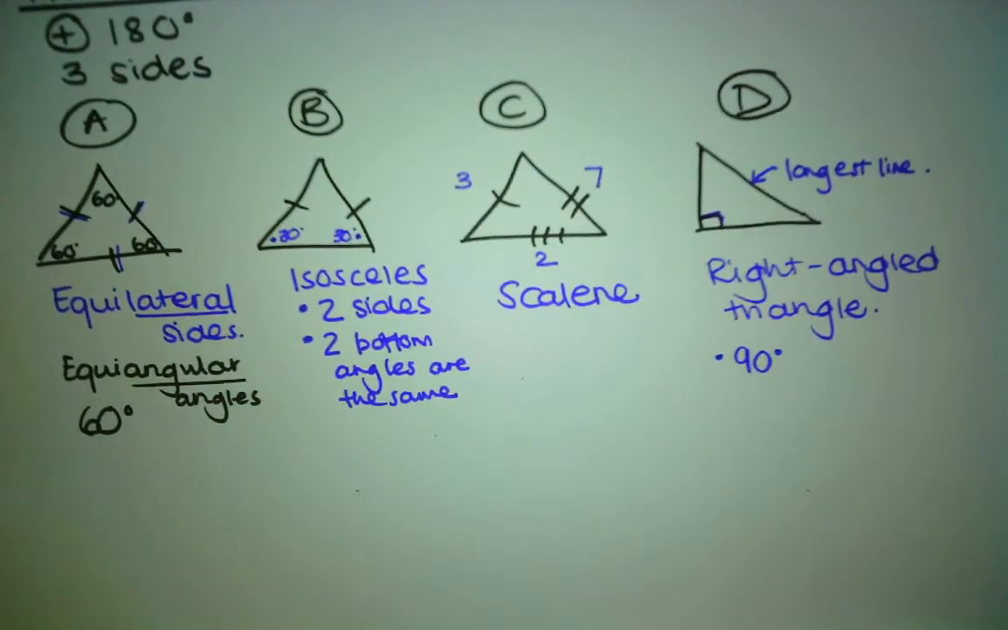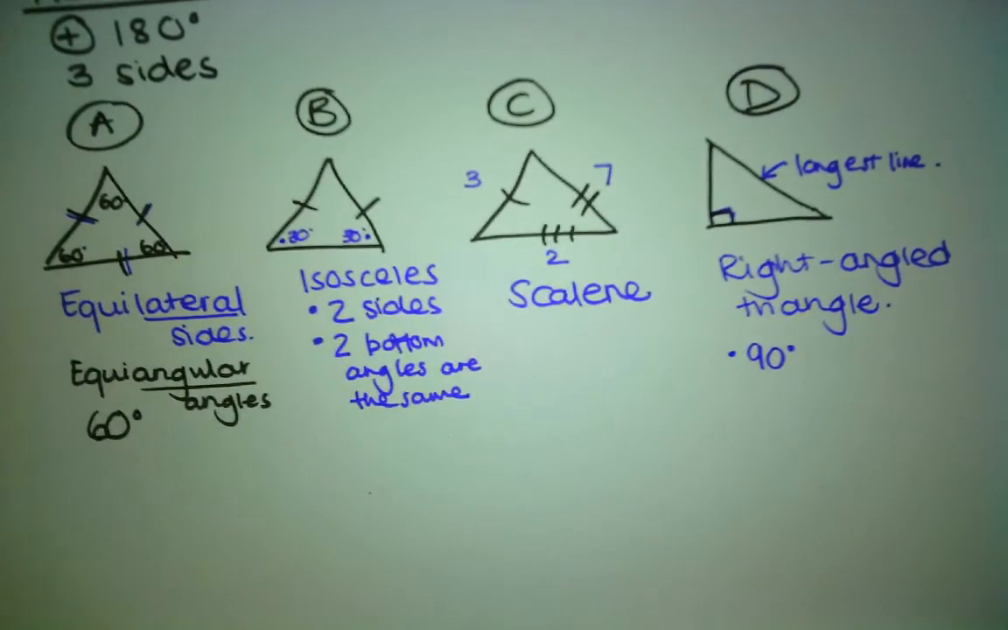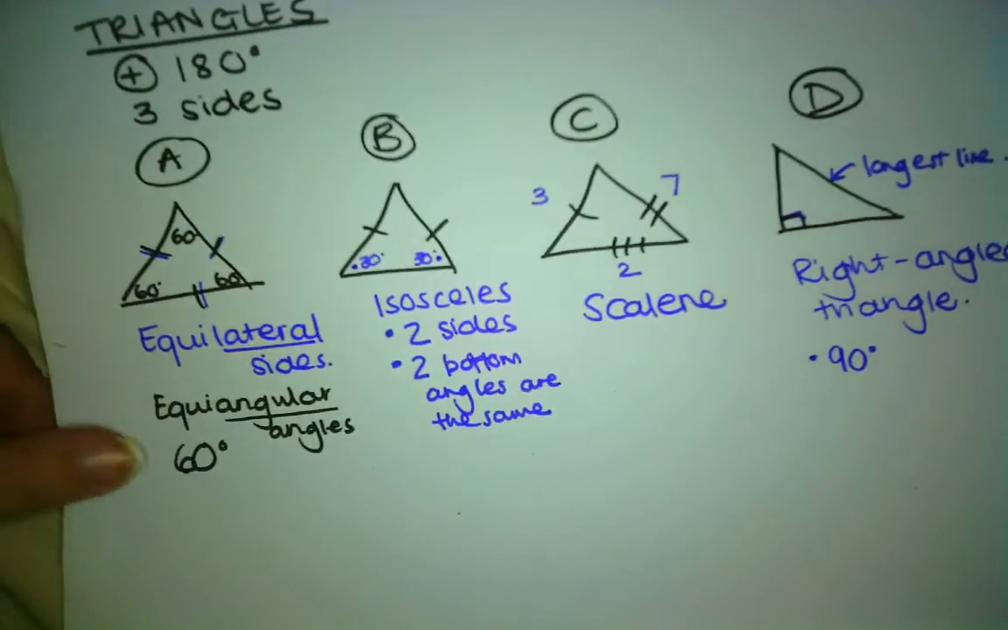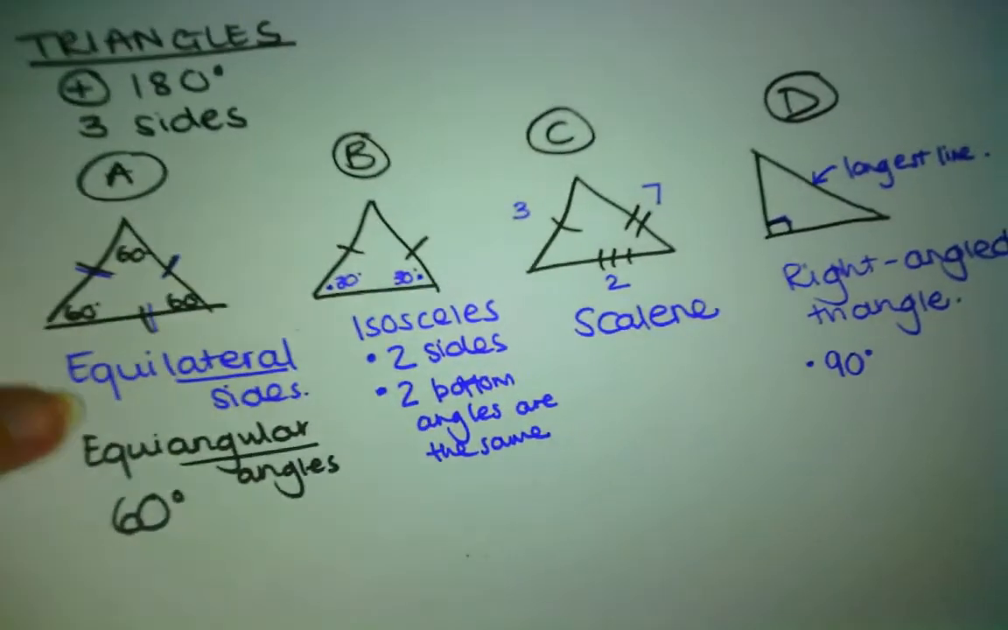Here we go. Alright, so those are your triangles. I don't think I'm missing anything, so I'm going to go on to the quadrilaterals. Okay, so triangles, remember, because they have tri in the name, means 3. So the same thing with a quadrilateral.